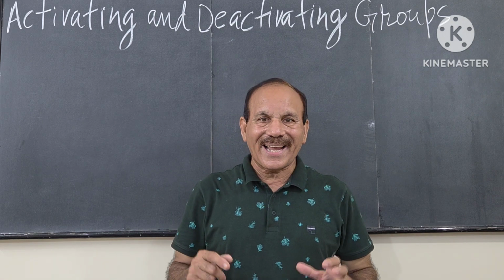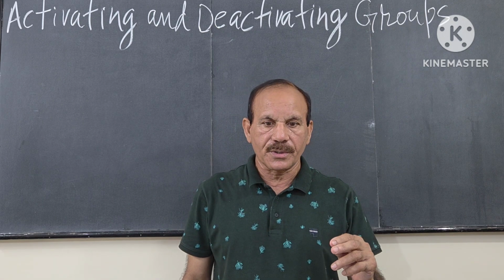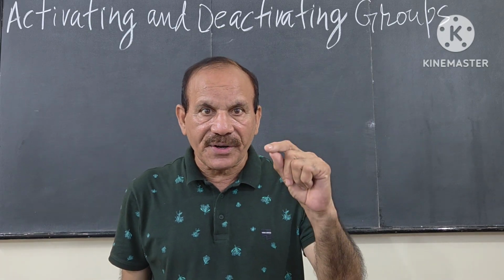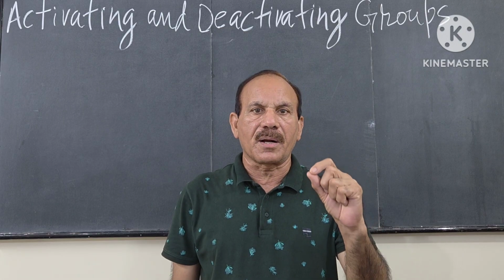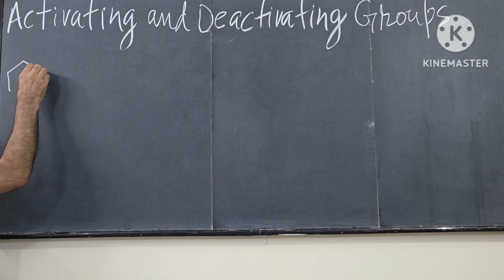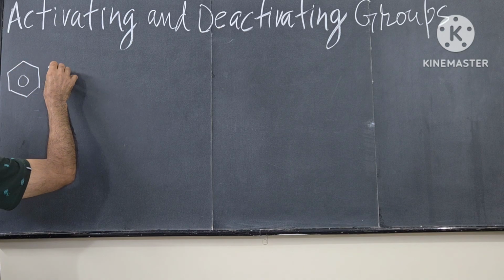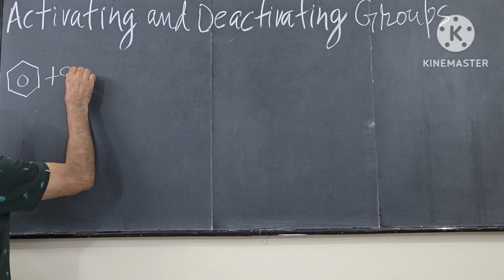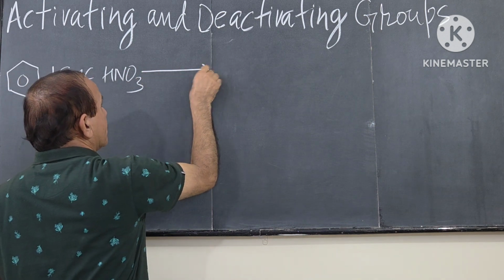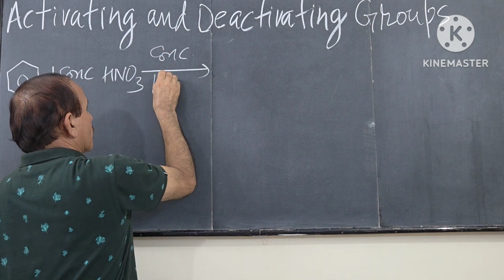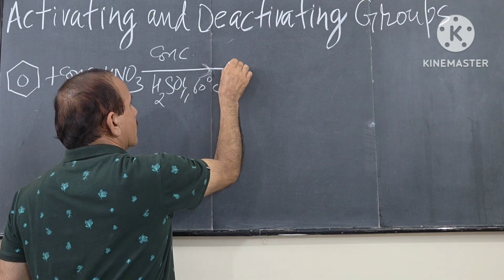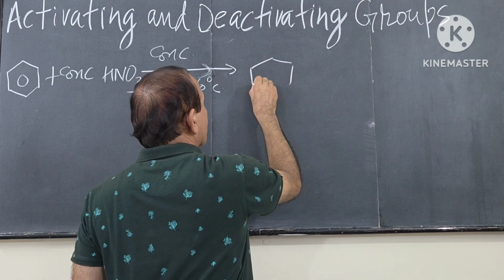Friends, let's discuss activating and deactivating groups. For discussing this topic, we consider the nitration reactions of some compounds. First, we have benzene. It reacts with a mixture of concentrated HNO3 plus concentrated H2SO4 at 60 degrees Celsius, producing nitrobenzene.